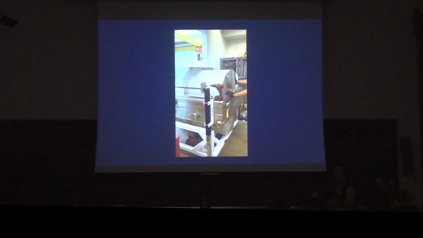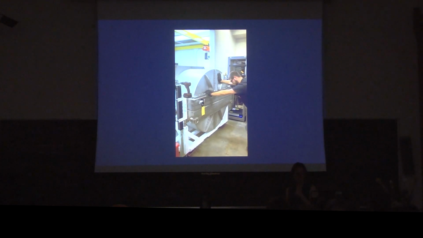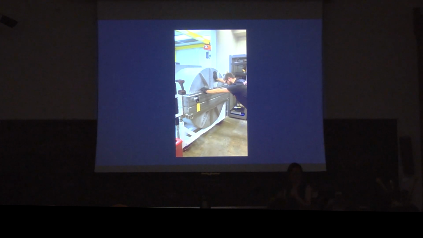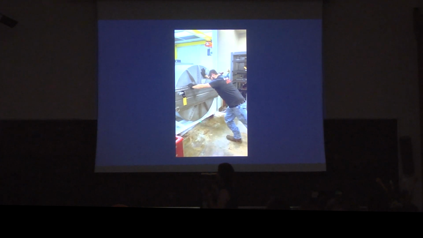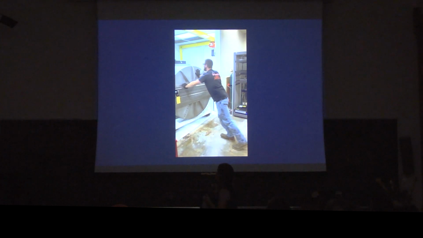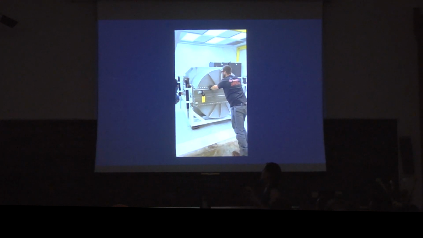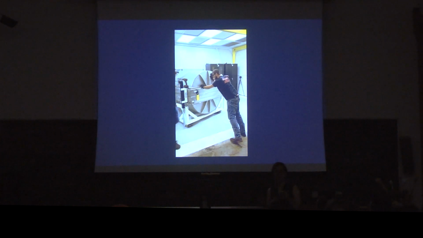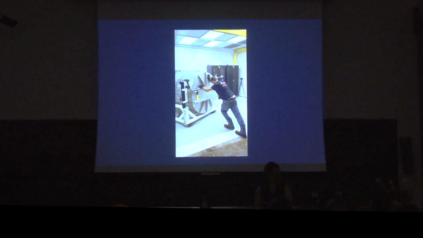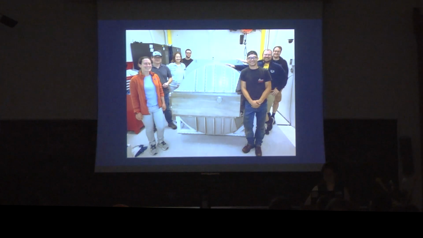And this is it getting rolled into the clean room at UCSC. This box weighs a few thousand pounds once you fill it with everything. You can see them positioning it in the clean room. I don't think I have the entire process in this video, but they put it within like an inch of where we asked them to. So they're very talented riggers.